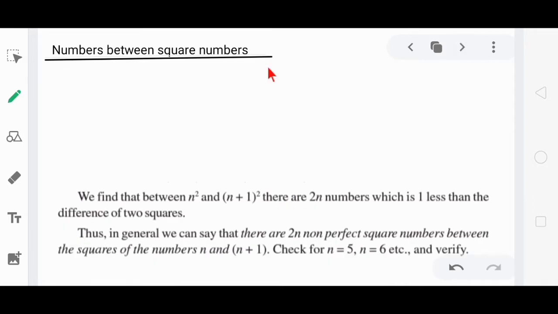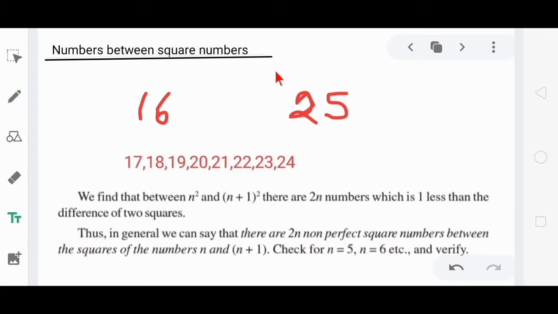Now we have numbers between square numbers. We have two square numbers. First is 16 and second is 25. Find how many numbers are there between these two numbers which are not perfect squares. So we have these 8 numbers which are not perfect square numbers, and they lie between 16 and 25. These are 8.